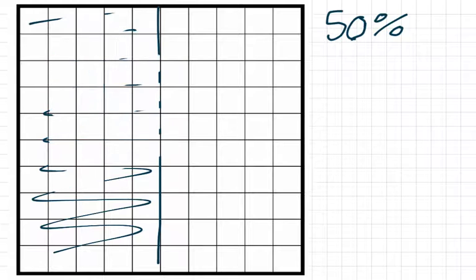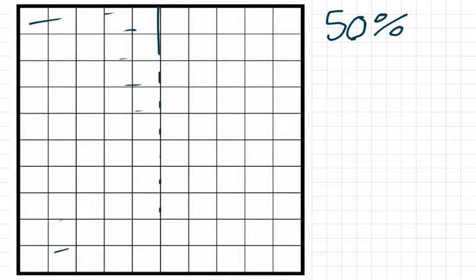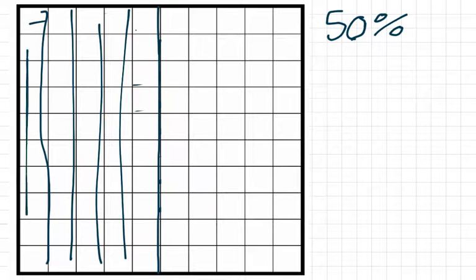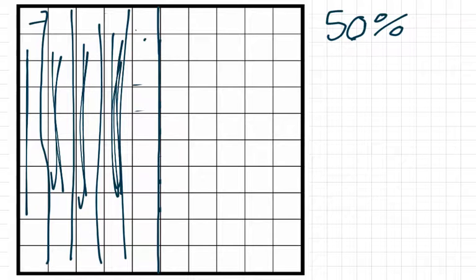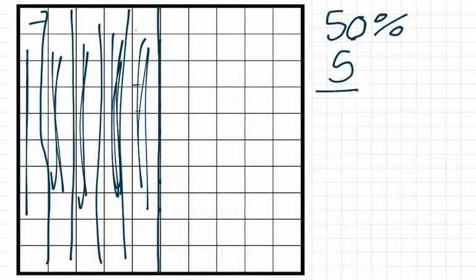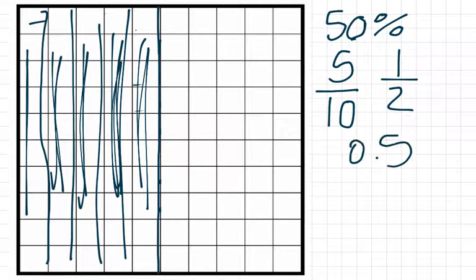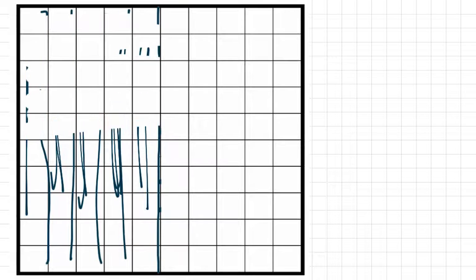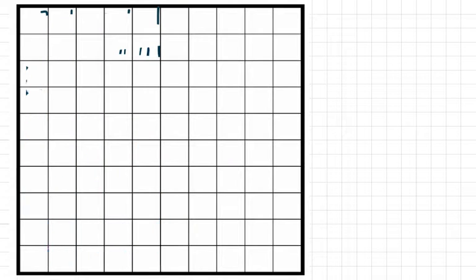So that's our 50%. And another way to say that, if you remember, is 5/10. There are our 5/10. 1/10, 2/10, 3/10, 4/10, 5/10. Or 1/2, or 0.5. Okay. And then we looked next at 25%. So let's look at why it's called 25%. Well, it's a quarter.